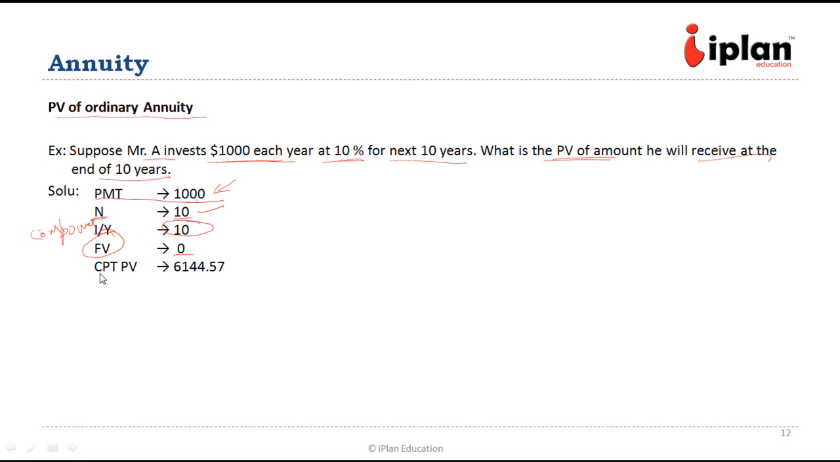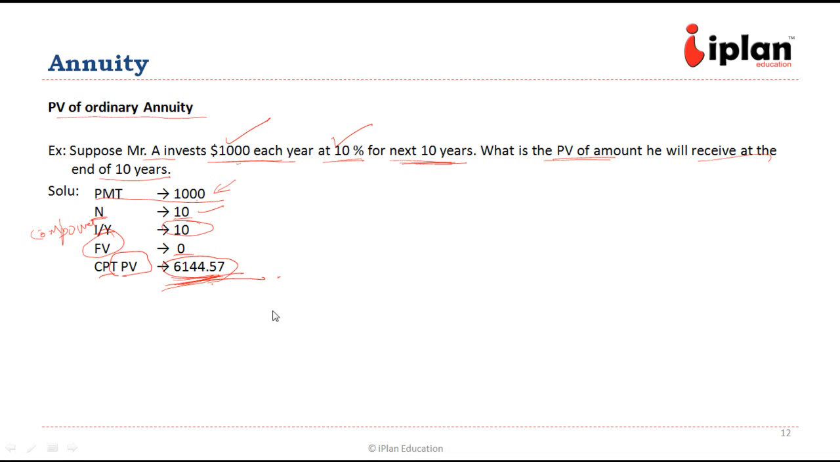Future value is 0. So we can compute the present value, which will come out to be 6144.57. Another interpretation for this annuity could be, if we invest this amount in a bank at 10% interest rate, we will receive $1,000 every year for 10 years. So to get this kind of payment, we should invest this much.